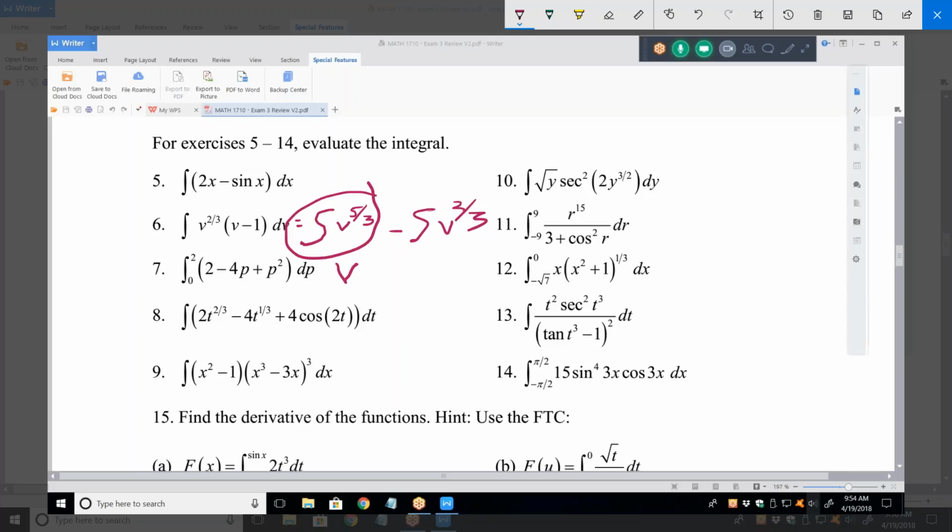Oh, yeah, my internet just lagged, so I didn't see what you were writing. Okay. Yeah, I'm good. It just lagged a little bit.